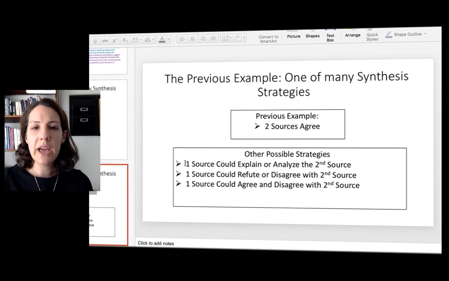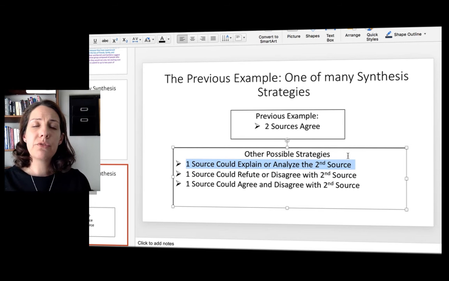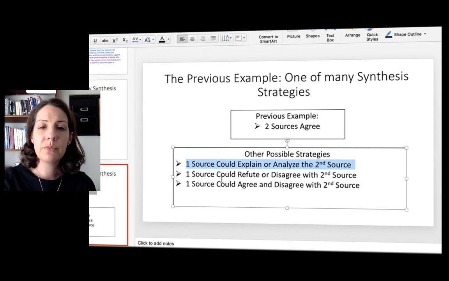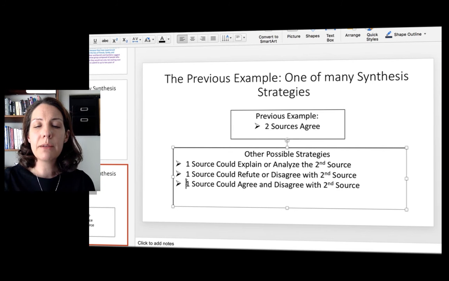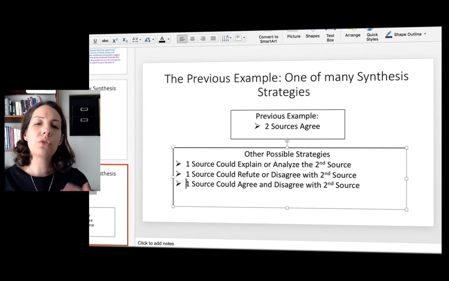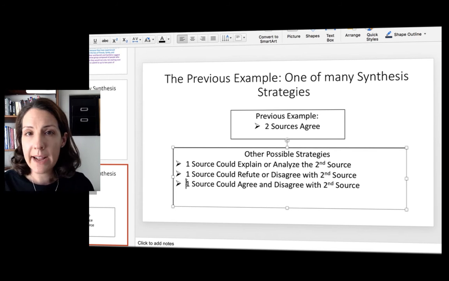So, the first strategy is that one source can explain or analyze the second source. That is, the first source might provide a kind of general tenet that then gets discussed or analyzed in more detail by the second source. Another strategy is that the first source could refute or disagree with the second source. In essence, you would be setting up a naysayer, but doing so through two different sources. And the third option is that one source can both agree and disagree with the second source. So, the first source could offer a general idea. The second source could point out how some pieces of that idea are correct and how some pieces are incorrect.